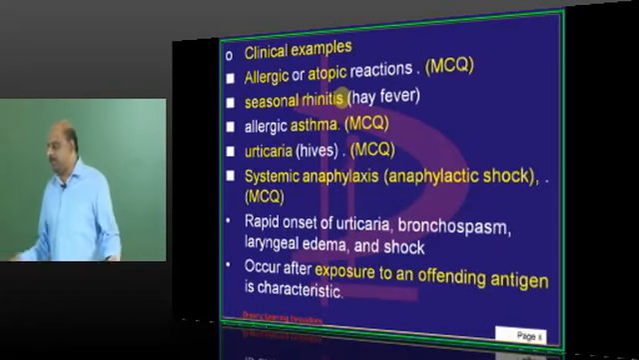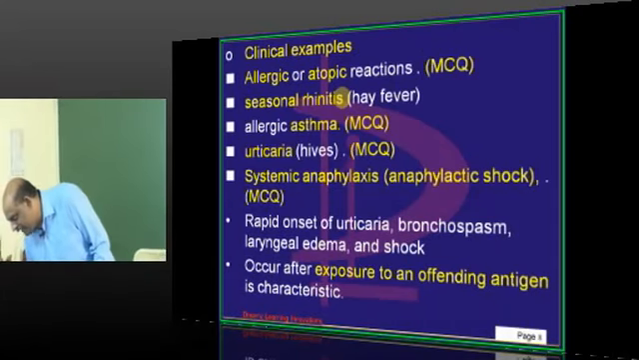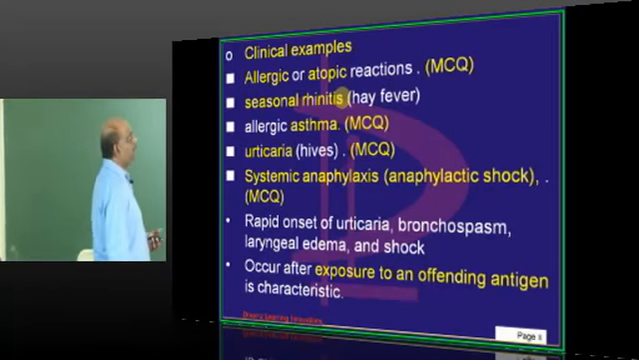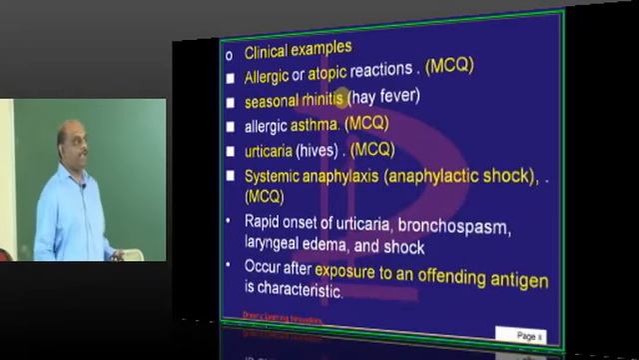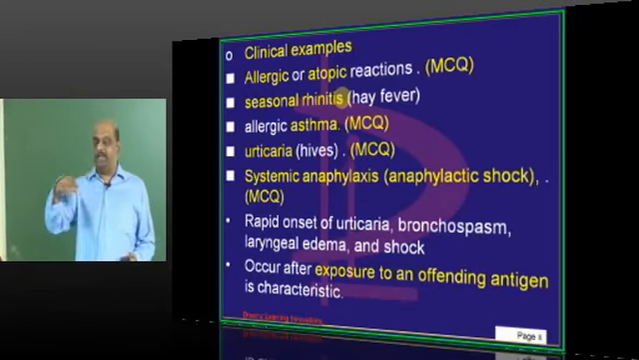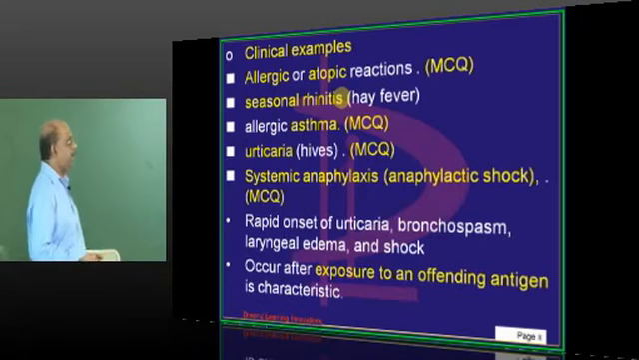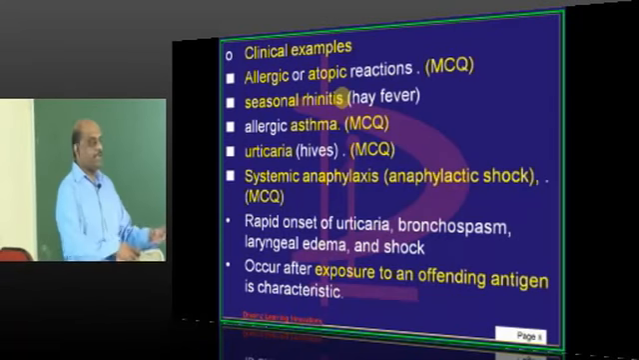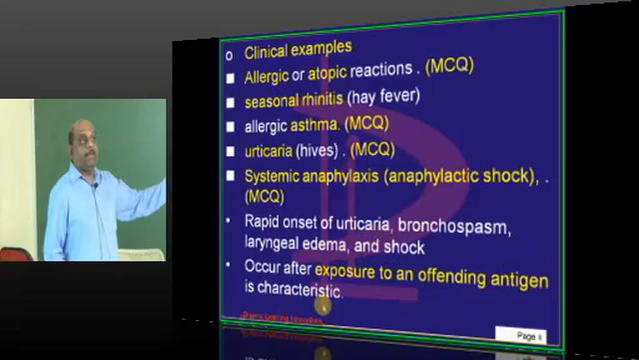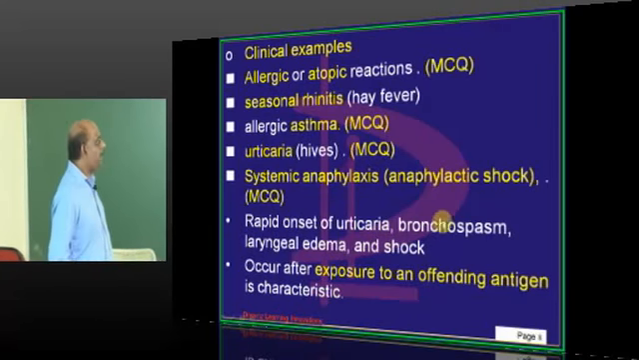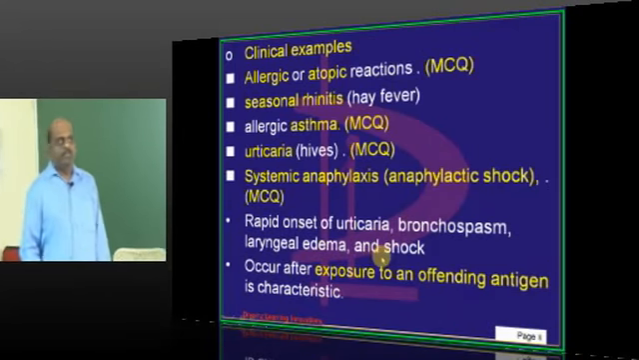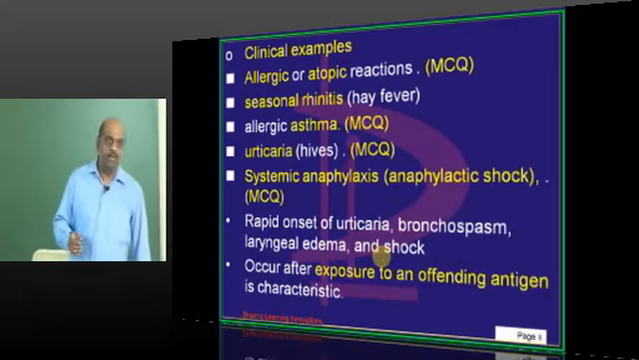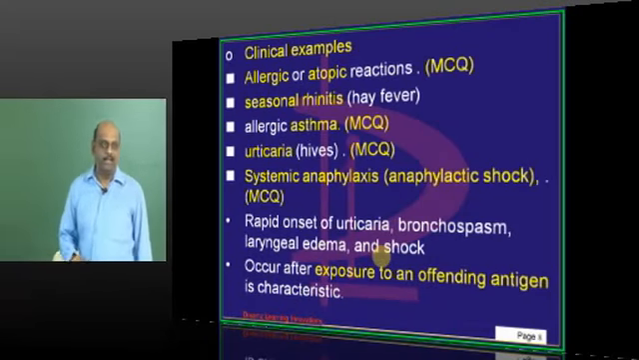Note the clinical examples of the type 1 hypersensitivity reactions. Allergic reactions, atopic reactions, seasonal rhinitis, and allergic asthma, urticarias, and some people can get systemic anaphylaxis, which you call anaphylactic shock, where they will rapidly have urticaria, bronchospasm, laryngeal spasm, shock, with very trivial exposure. Some people will have dusting allergy.